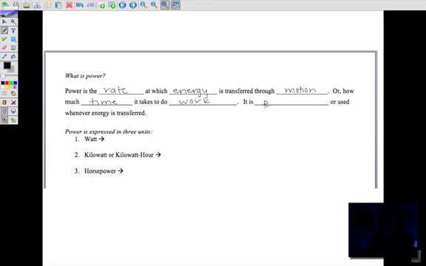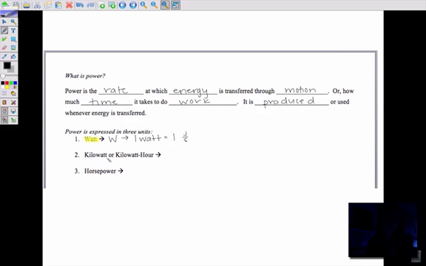So power is produced or used whenever energy is transferred. While we use joule to represent potential and kinetic energy and work, power has 3 units, but luckily we're only going to use this one. However, we're going to make you aware of all 3. Power is normally expressed in a watt, which its symbol is the W. So 1 watt is equal to 1 joule per second.